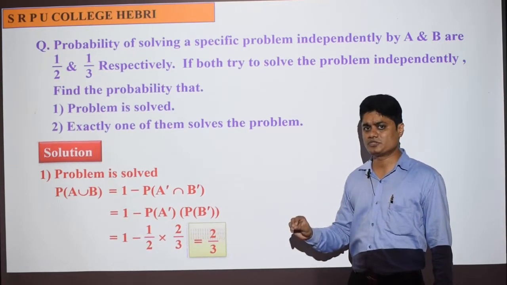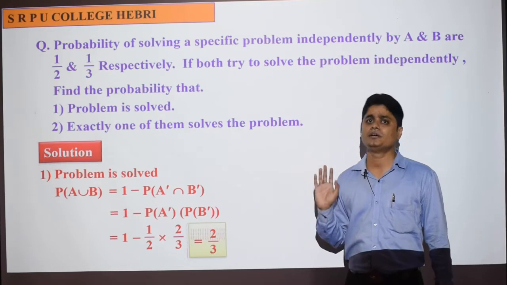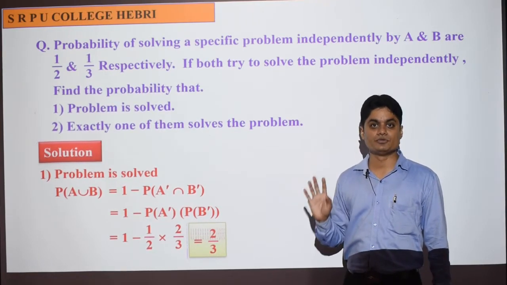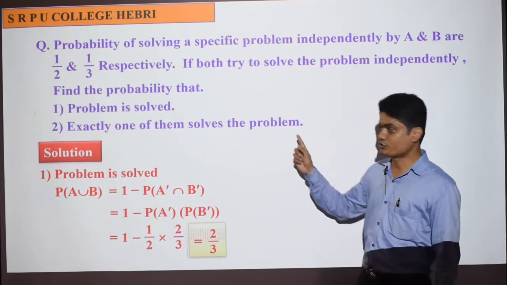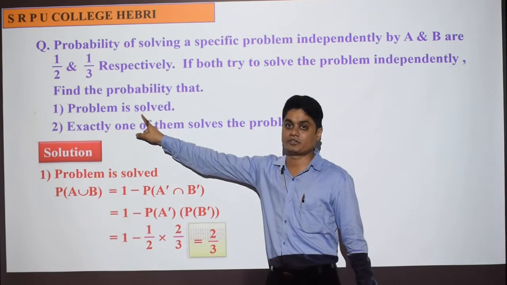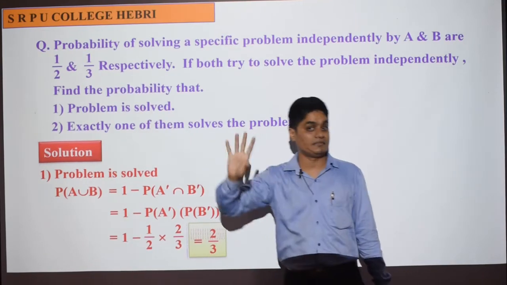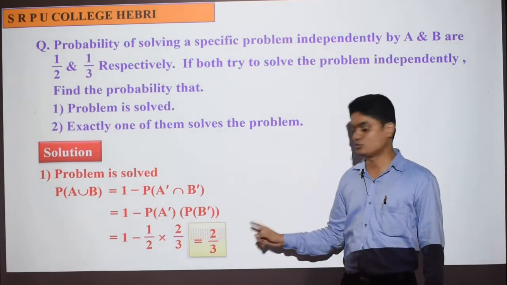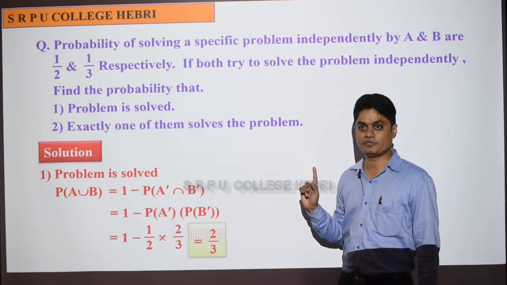What do you mean by problem solved? Either A solves or B solves, that is, the probability of A union B. Did you understand? This question is very important. Please remember each statement: problem is solved means one of them solved. Remember that. So the answer is 2 by 3. Shall I continue with the next case?